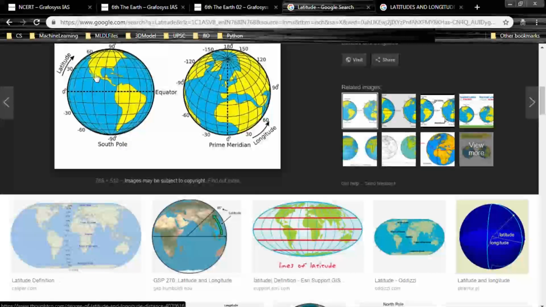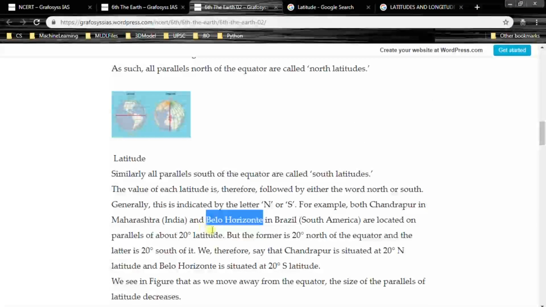So let's assume here the India map is, and if the 20 degree is here, and if we draw a straight line at 20 degree north, here comes Mumbai, and Chandrapur of Maharashtra.